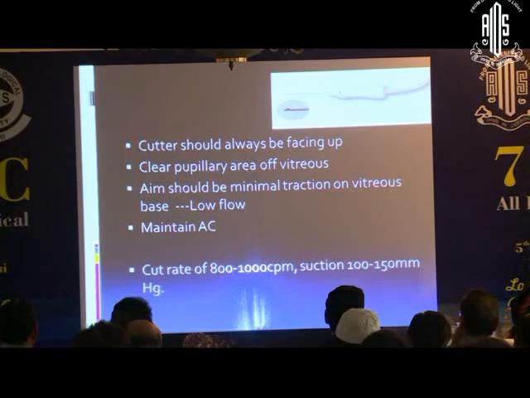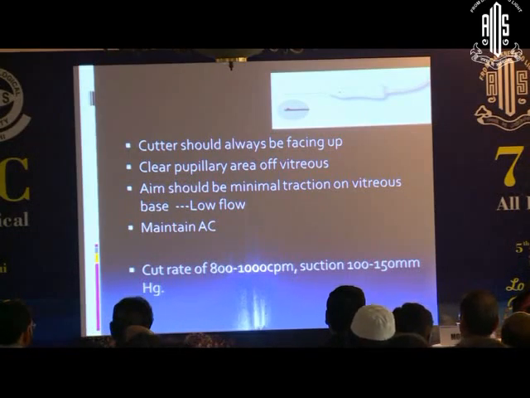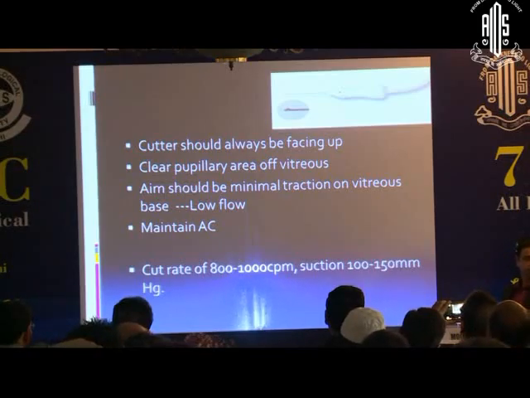The aim is to maintain minimal traction on the vitreous space, so you have to maintain a low flow and maintain the anterior chamber. Usually we keep a cut rate of 800 to 1000 cuts per minute with a suction of 100 to 150 millimeters of mercury, and the flow rate has to be kept minimal, 15 to 25.